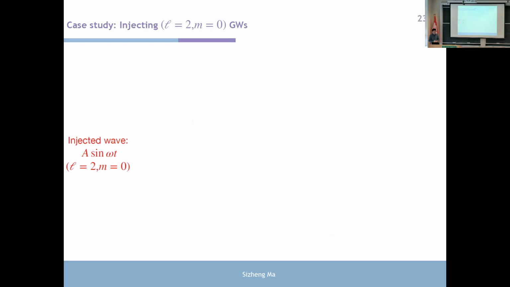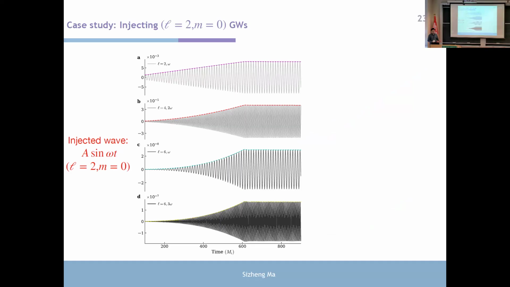All right, so now let's take a look at the response on the apparent horizon. In this setup, we set this gravitational wave to be a monochromatic wave with a 2-0 angular pattern. This wave can trigger a bunch of responses on the apparent horizon. Here, this plot shows each angular and frequency component as a function of time.